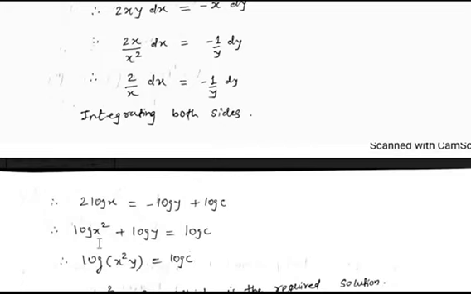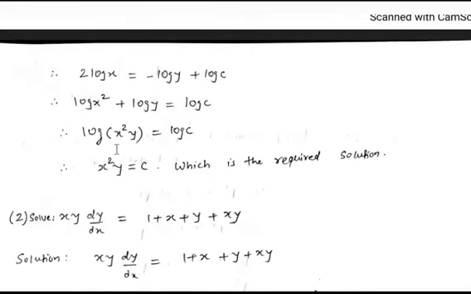Now as per the property of logarithm, log x plus log y is log xy, so this will become logarithm of x square y equals to log c. Now cancelling the logarithm function on both sides, or you can say that log is a one-to-one function, it will become x square y equals to c. So this is the required solution.